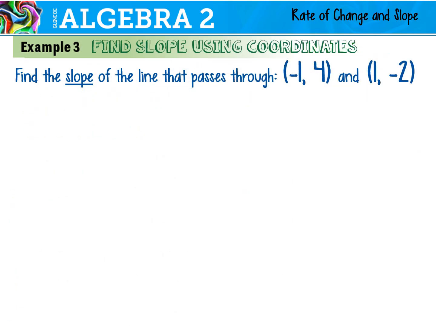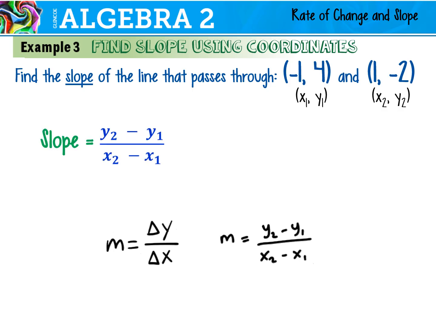Find slope using those coordinates. The line passes through those 2 points. There's our x sub 1, y sub 1, x sub 2, y sub 2. And slope, of course, is change in y over change in x's. And we have our formulas there. Let's plug our values in. So we have negative 2 minus 4. Those are subtracting y2 minus y1. Over 1 minus negative 1, which is the x2 minus the x1. And now we need to simplify. That's negative 6 over 2, or negative 3.